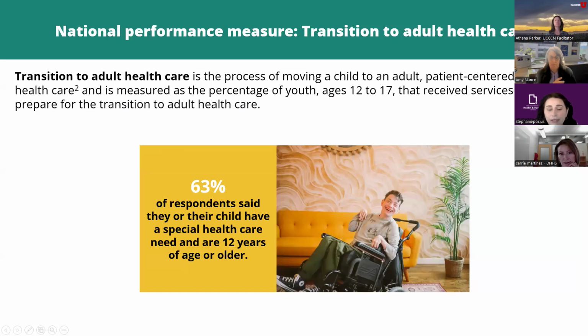The second NPM that the caregiver survey covered was transition to adult healthcare, which is the process of moving a child to an adult patient-centered model of healthcare. And in the block grant, this is measured as the percentage of youth aged 12 to 17 that received services to prepare for the transition to adult healthcare. In the caregiver survey, we found that 63% of respondents indicated that they or their child have special healthcare needs and are above the age of 12.